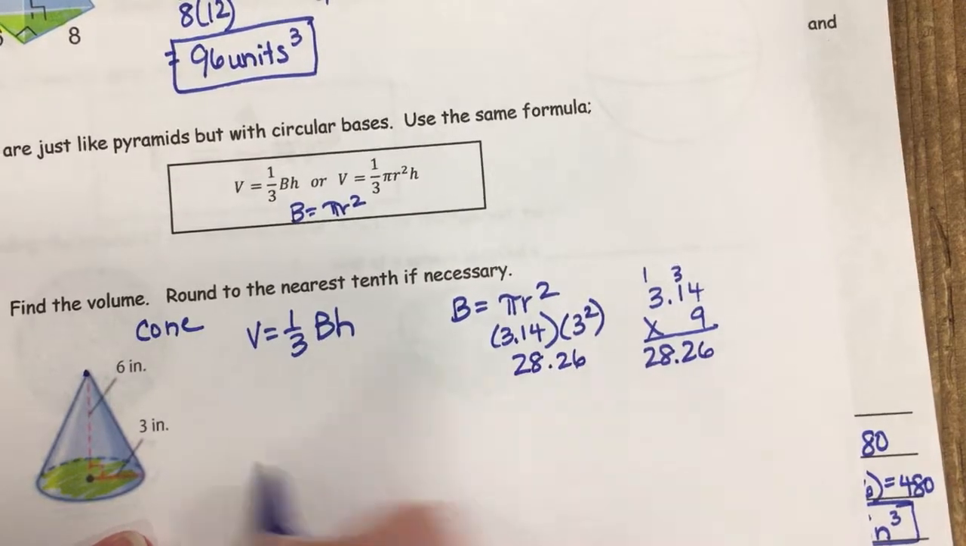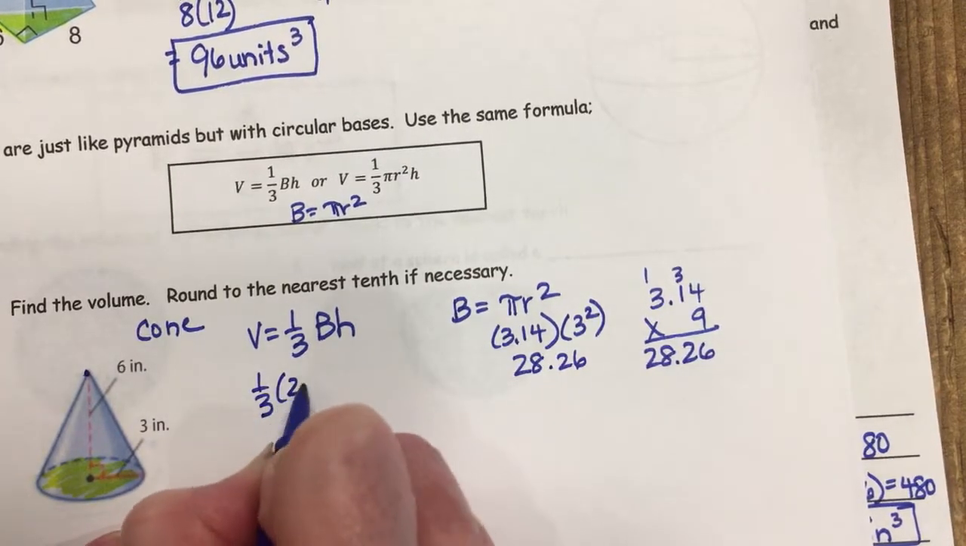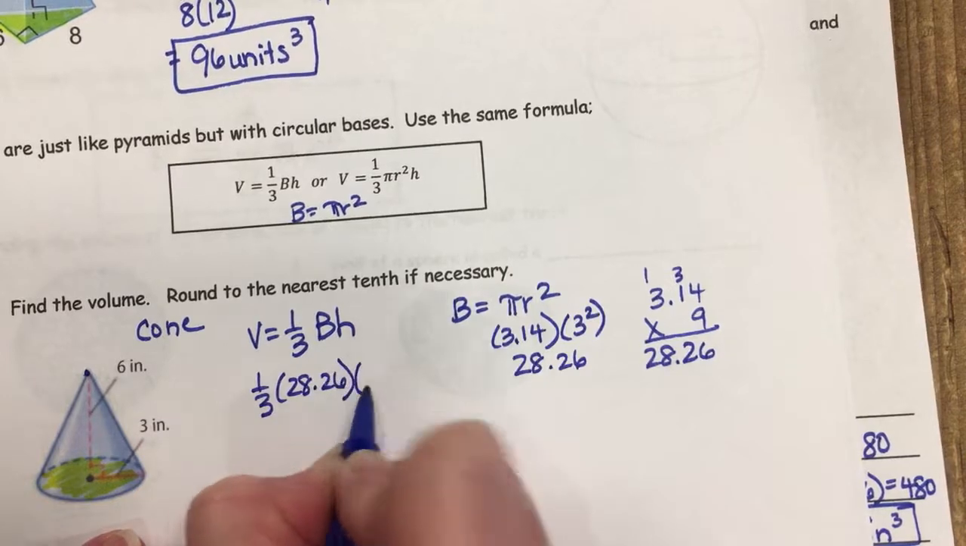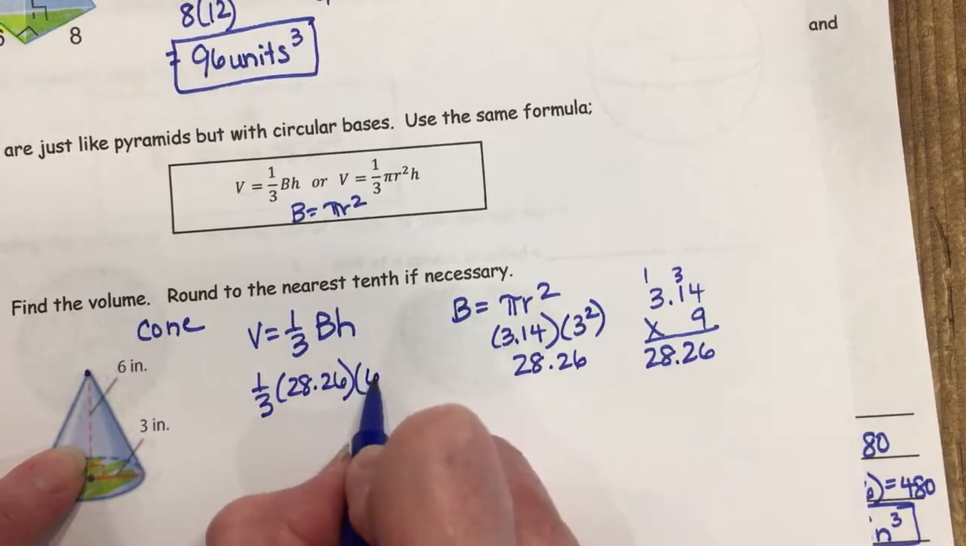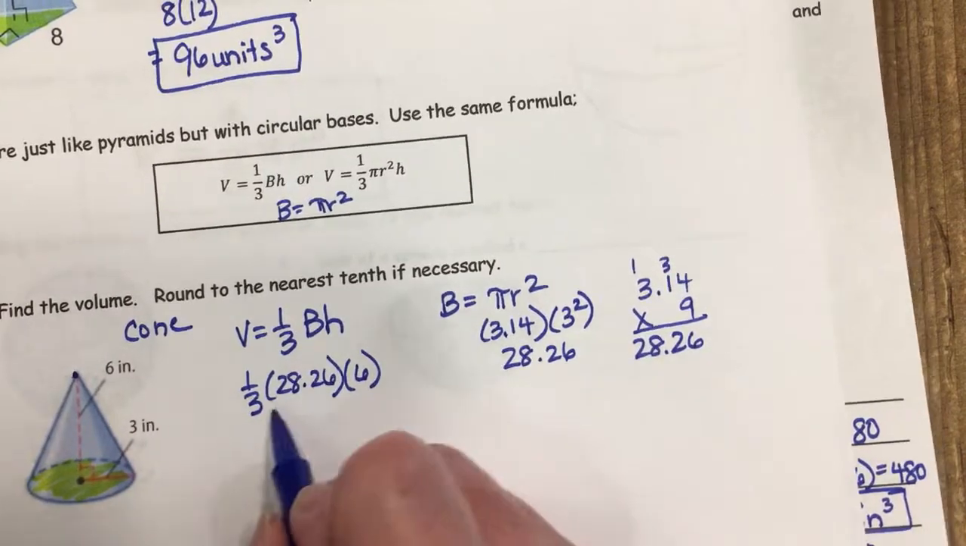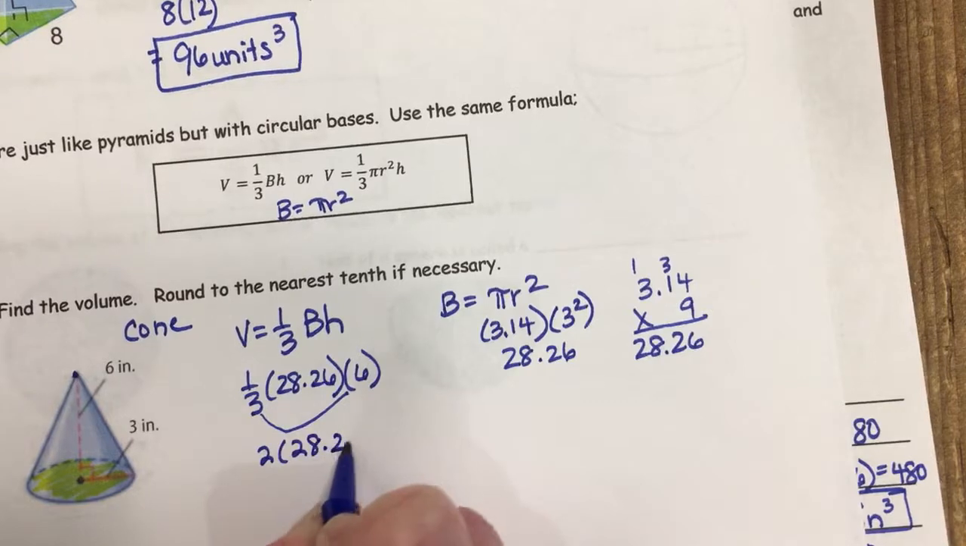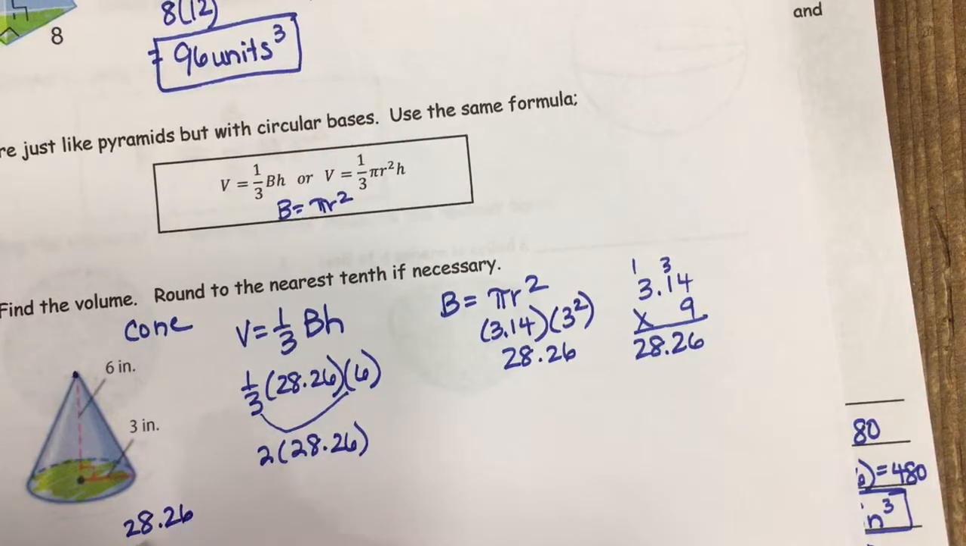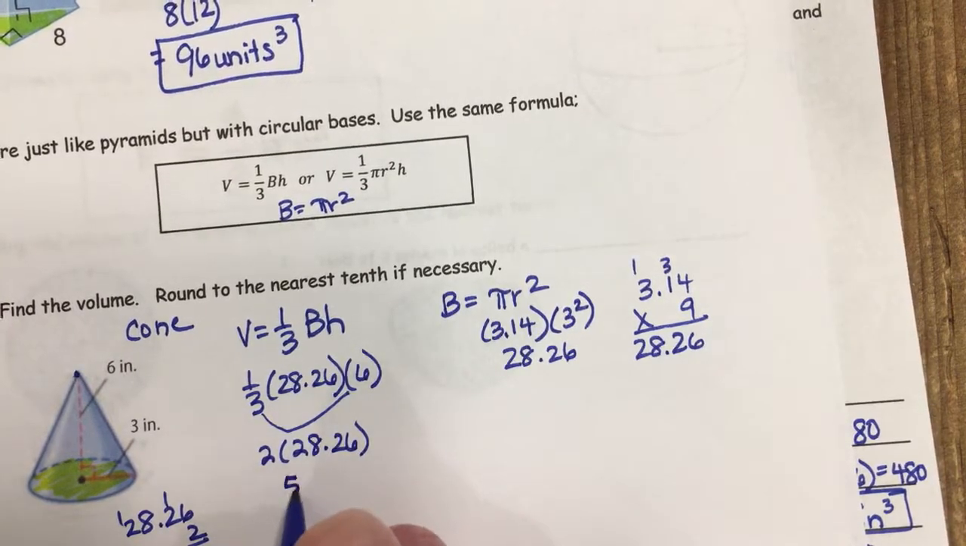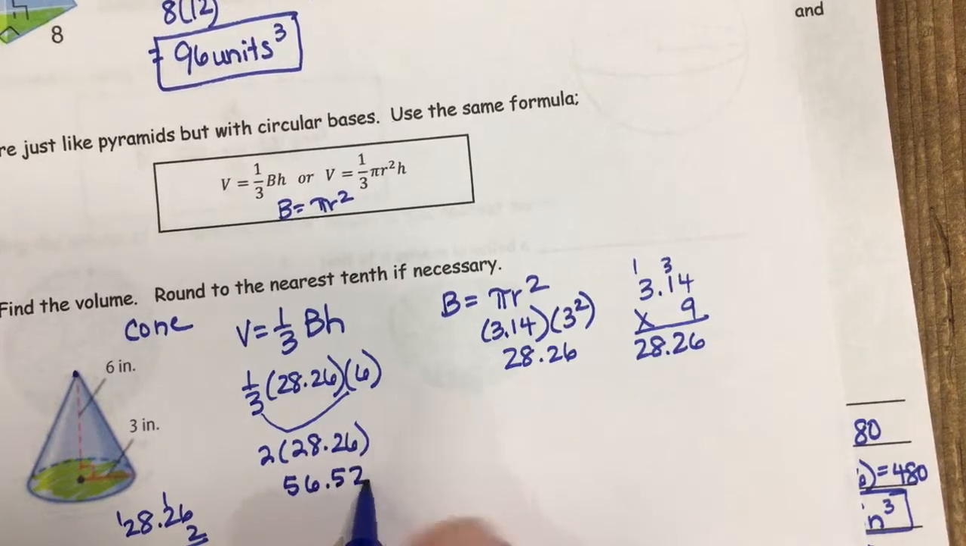So now I have 1/3 times 28.26 times the height of the pyramid, which is 6. Okay, this is easy. 1/3 of 6. I can divide 6 by 3 and get 2. So now I just have 2 times 28.26. So if I multiply 28.26 by 2, this ends up being 56.52.